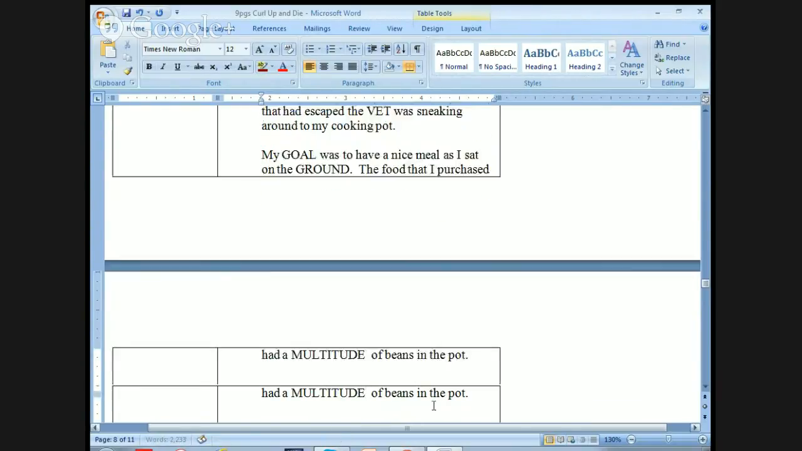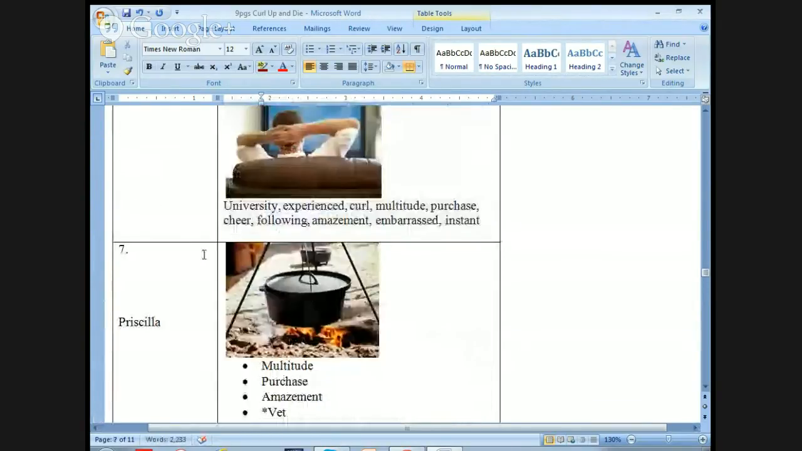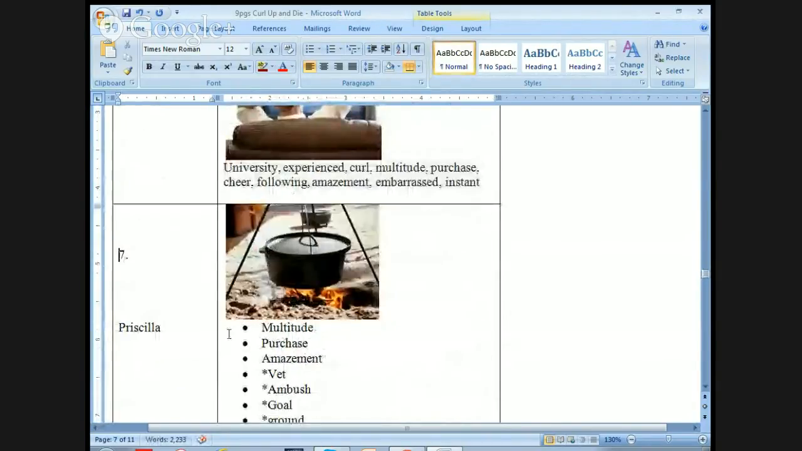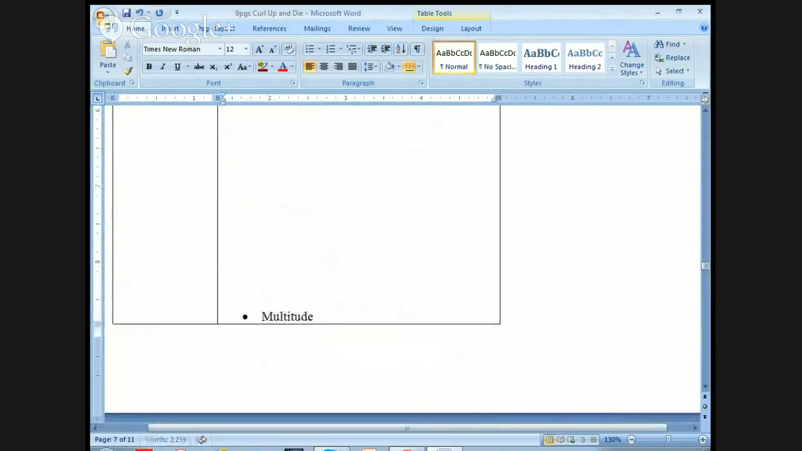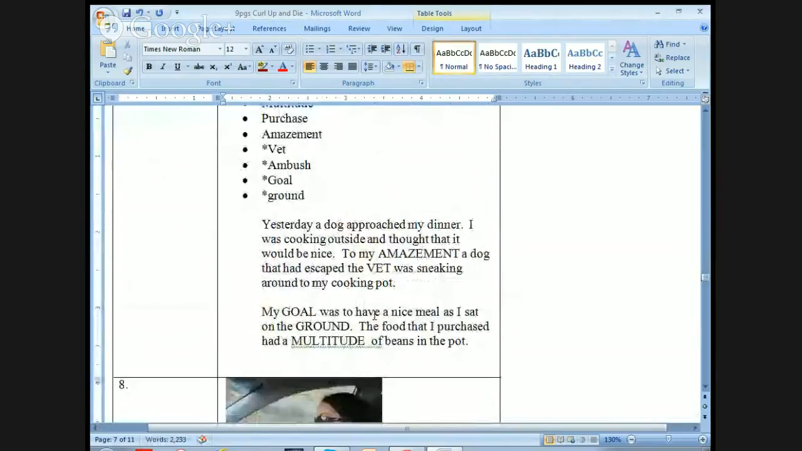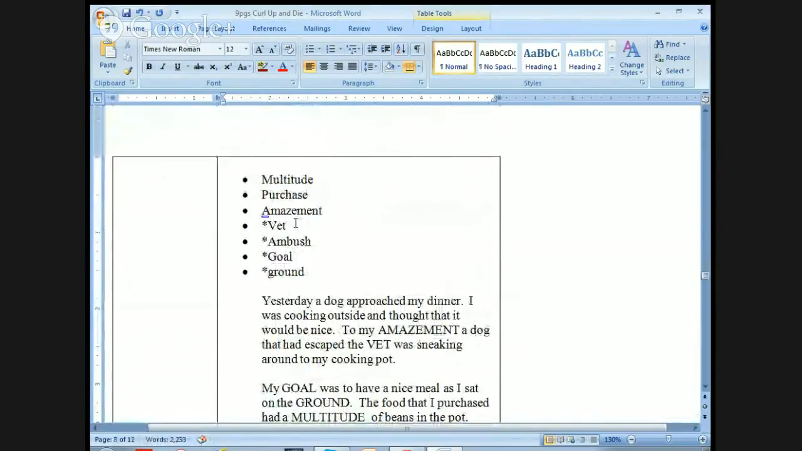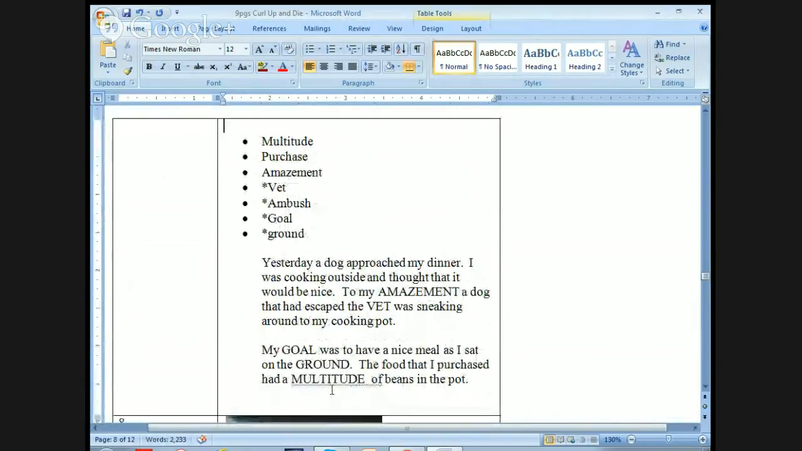Okay, now, does that make sense? Maybe, maybe not, but it doesn't matter. The goal is to get me talking and to create something that might be of value. So I think I did that. So I had multitude, purchase, amazement, vet, goal, ground. I think I got everything.